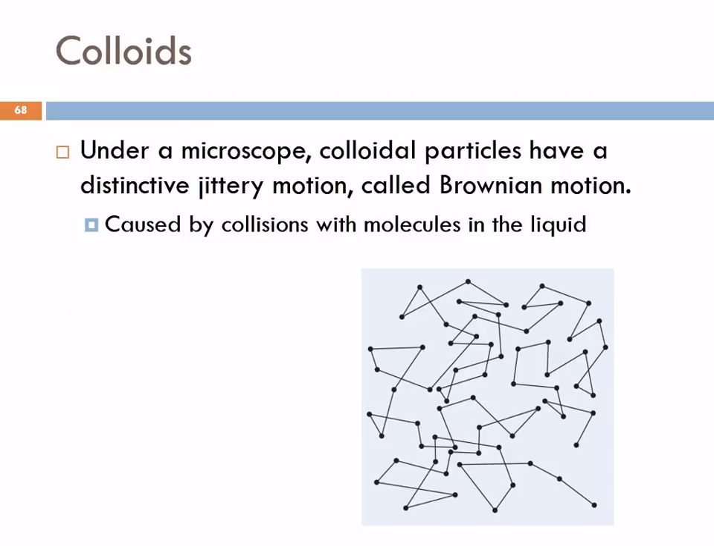If we look at those particles under a microscope, and they are large enough to see under a good microscope, they have a very distinctive jittery motion called Brownian motion. If you were to watch them, they make this jittery motion, and it's relatively random, in little herky-jerky movements. And that's caused by collisions with molecules in the liquid. So they move, they bump into something, they move again, and that's why it's jerky.